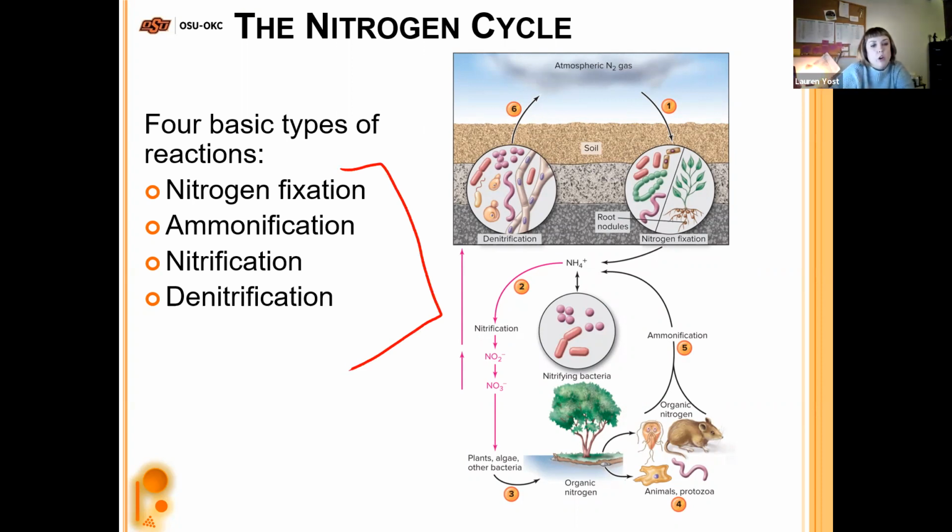Okay, I'm not going to make you know what each one of them specifically does, but be familiar with the 4 basic types of reactions. If I were to say, what are the 4 basic types of reactions that are important in the nitrogen cycle, then you might want to be able to list these 4 off the top of your head. Okay, that's the idea there.